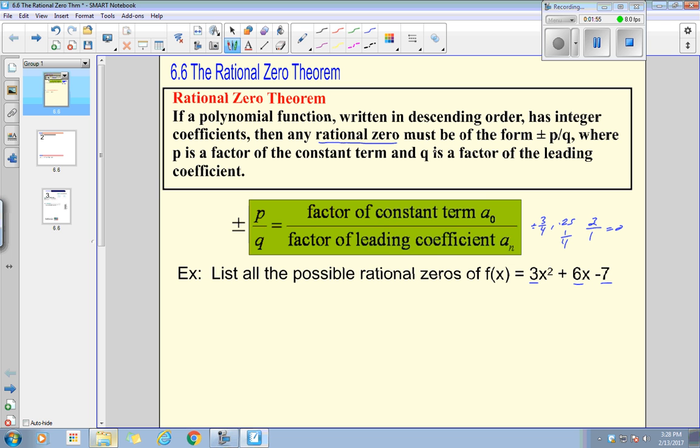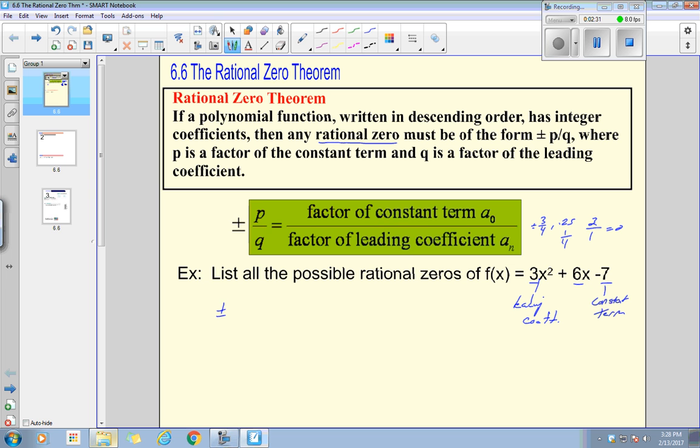So any rational zero must be in the form plus or minus p over q. Okay, and then p here is going to be just the factors of the constant term. So this one right here is our constant term. So we take a look at all the factors of 7, and then q is the factors of the leading coefficient. Okay, so this would be our leading coefficient. Okay, so if we look at all the possible pairs of those, p's over q's, factors of the constant term over factors of the leading coefficient, somewhere in that list will be this polynomial's rational zeros.